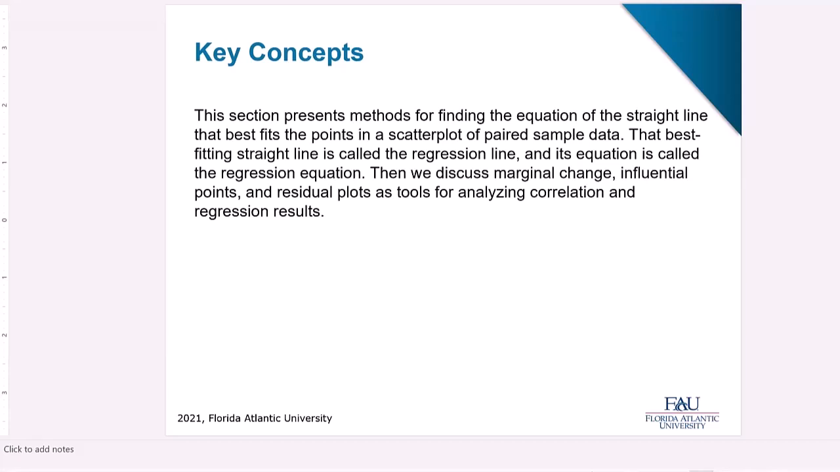In the last section, 10-1, we looked at the correlation. We saw that there was a line that would best fit the points that were given. Now we're going to learn how to find the equation of that line. The best fitting straight line is called the regression line, and its equation is called the regression equation. Then we discuss marginal change, influential points, and residual plots as tools for analyzing correlation and regression results.